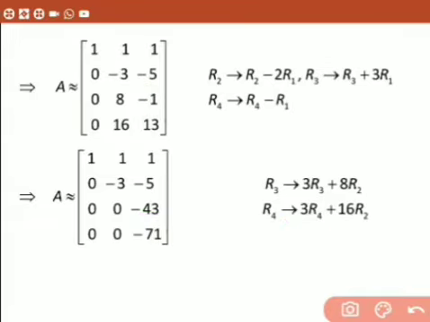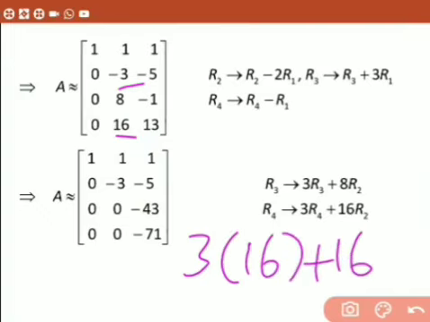So similarly we can have here R4 also. R4 changes to 3 times of R4 here. This one R4 changes to, R4 is how much here? This is 3 times of 16 plus 16 times of R2. R2 is minus 3. So 3 into 16 plus 16 into minus 3 becomes here 0.